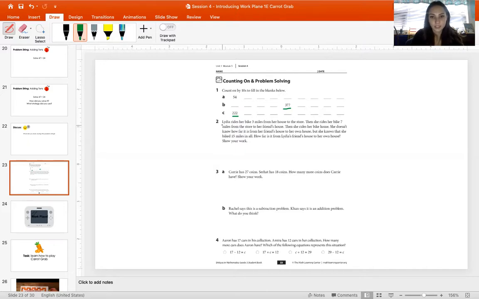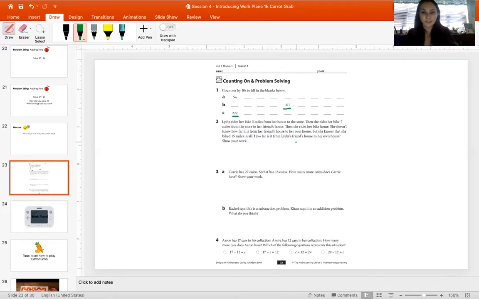Number 2 says, Lydia rides her bike 3 miles from her house to the store. Then she rides her bike 7 miles from the store to her friend's house. Then she rides her bike home. She doesn't know how far it is from her friend's house to her own house, but she knows that she biked 15 miles in all. How far is it from Lydia's friend's house to her own house? Show your work.